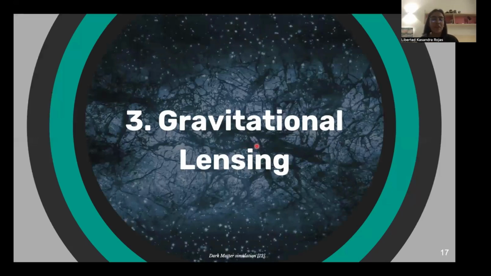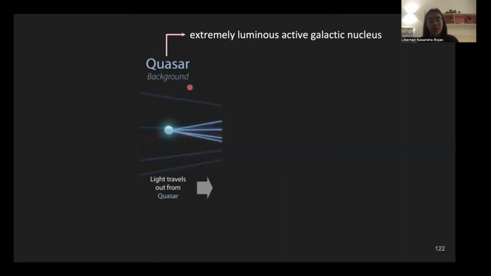The third example that we can look at to prove the existence of dark matter is gravitational lensing. And just to give you an idea, first of all, I'll ask you to picture this. We have a quasar, which is just an extremely luminous active galactic nucleus.